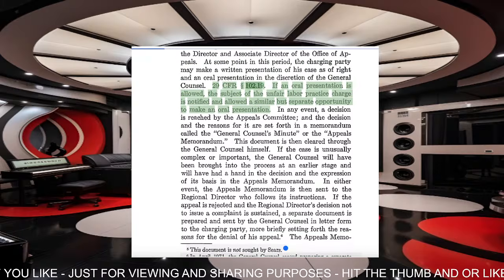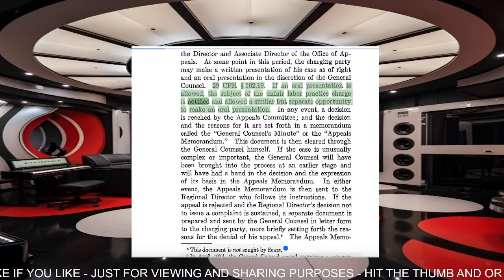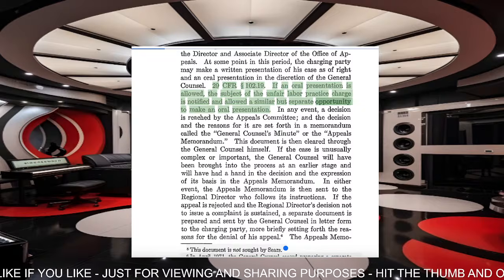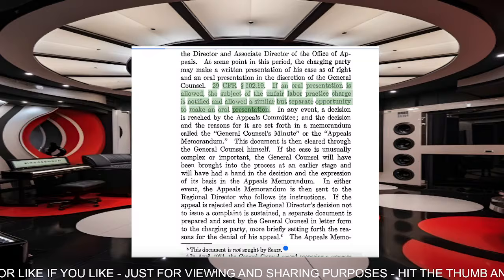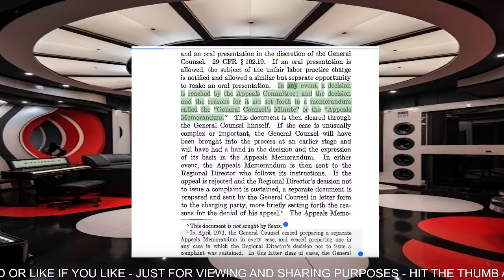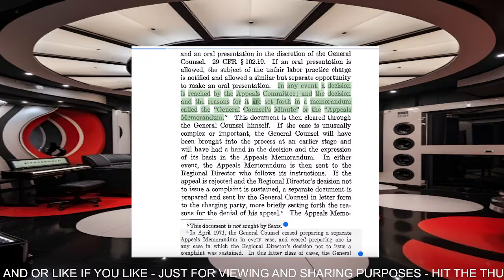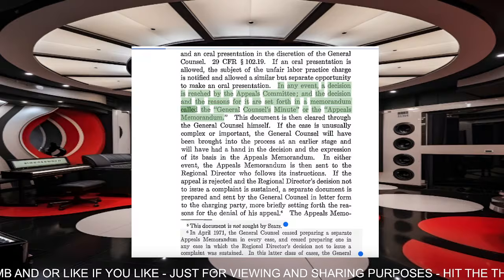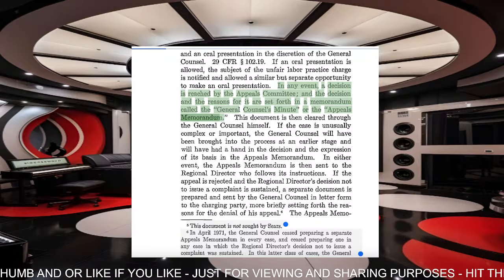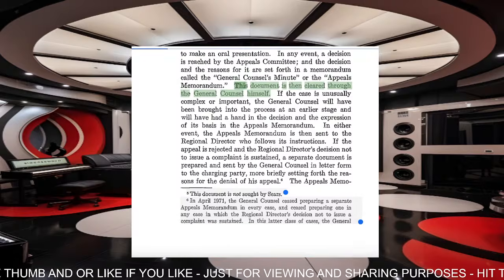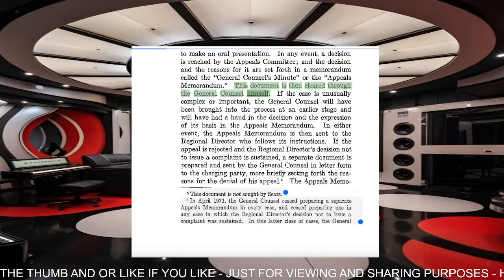29 CFR 102.19. If an oral presentation is allowed, the subject of the unfair labor practice charge is notified and allowed a similar but separate opportunity to make an oral presentation. In any event, a decision is reached by the Appeals Committee, and the decision and the reasons for it are set forth in a memorandum called the General Counsel's Minute, or the Appeals Memorandum. This document is then cleared through the General Counsel himself.